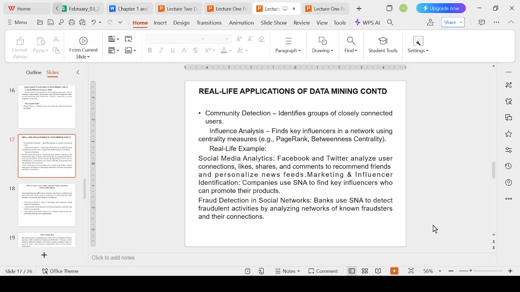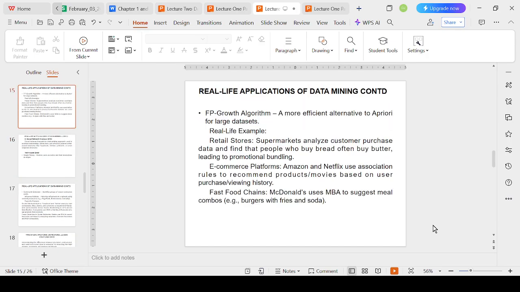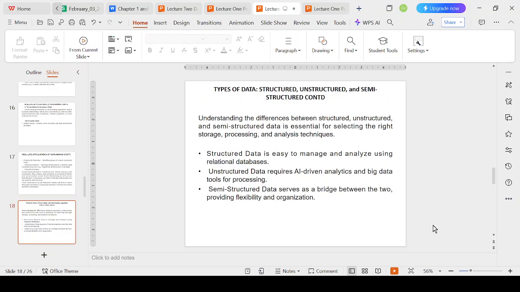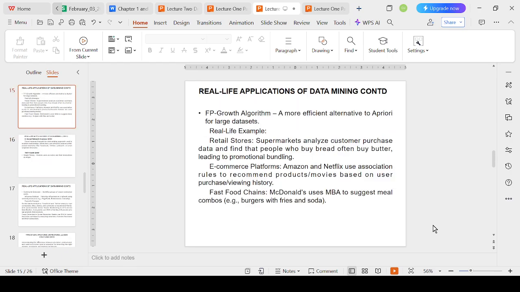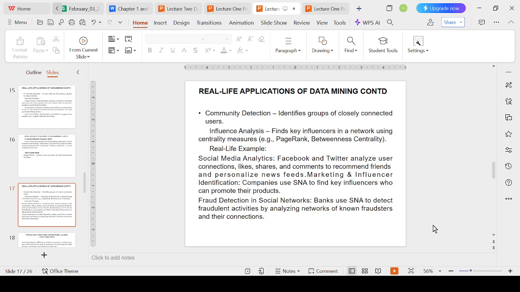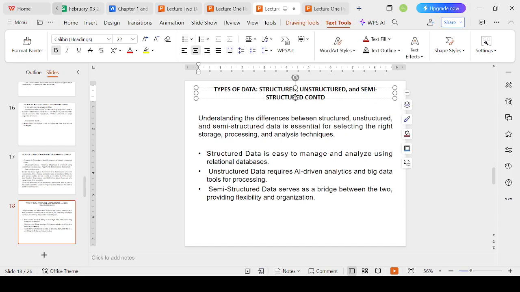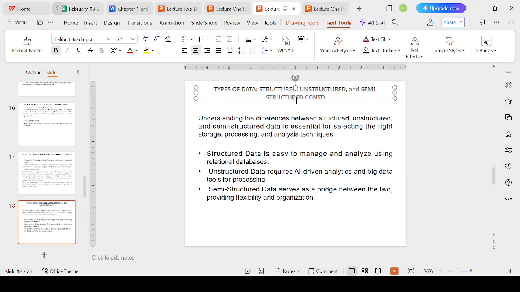So these are the different real-time applications which we are going to model. We're going to build projects on this so that you know how we can use it to make predictions for both classification and relational problems. So we have different types of data in big data analysis.